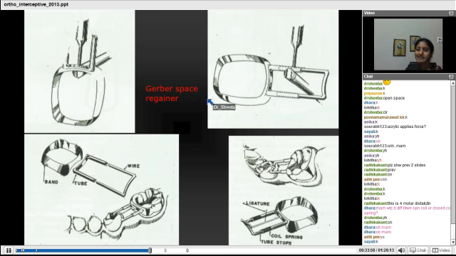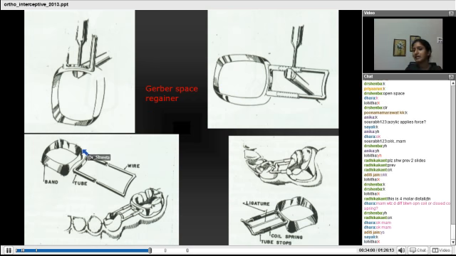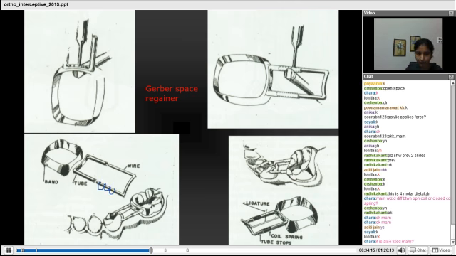Next is the Gerber space regainer. Now Gerber space regainer is a little different. This is a tube, this is your wire, and in the wire they put the open coil spring. Again in this you are using the open coil spring only. And then this wire goes into the tube and the tube gets fixed onto the band. This is also fixed.